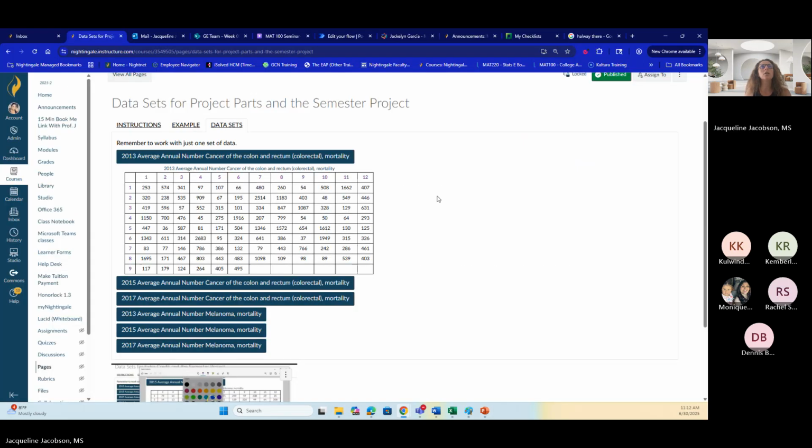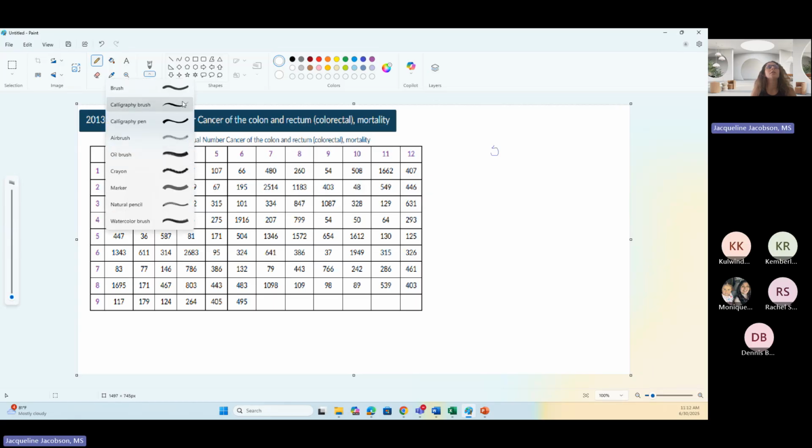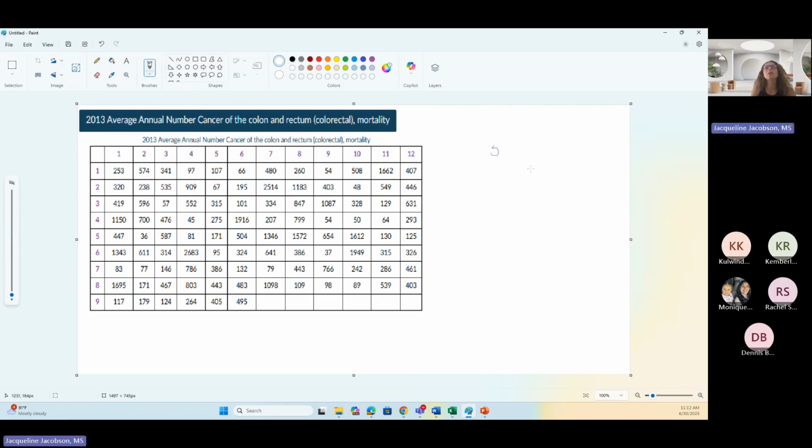So for example, I pick whatever this data set is. My birthday is May 6th, so 5/6. The month is May, 5, and the day is 6.